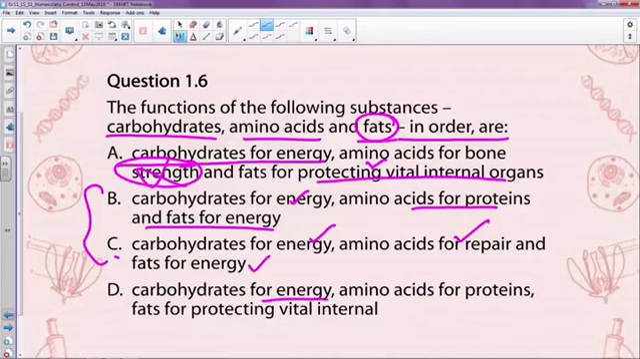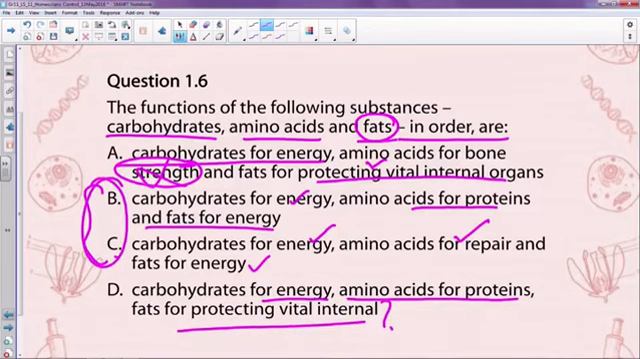Carbohydrates for energy, amino acids for proteins, and fats for protecting the vital organs. We do have fats that protect the vital organs, but that is not the essential function of it. So I would be confused between B and C, but if I had to choose between B and C, I would give you the answers for both B and C, as we know that amino acids are required for protein production, so they're even required for repair of damaged tissue, and that's essentially the building blocks that we refer to in terms of protein synthesis.